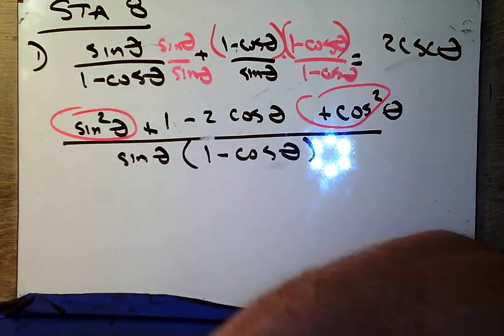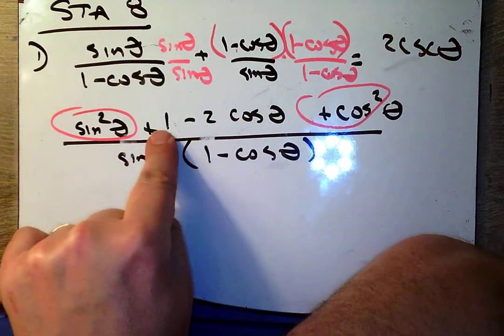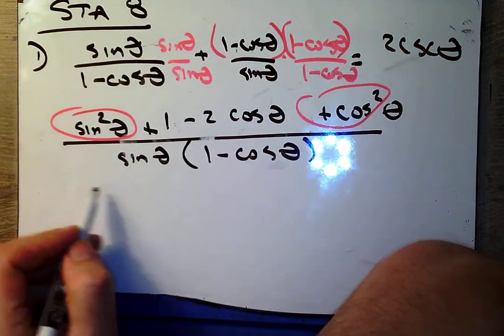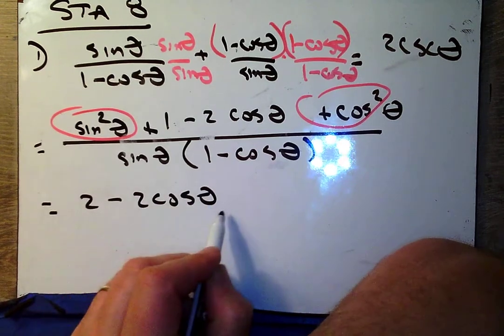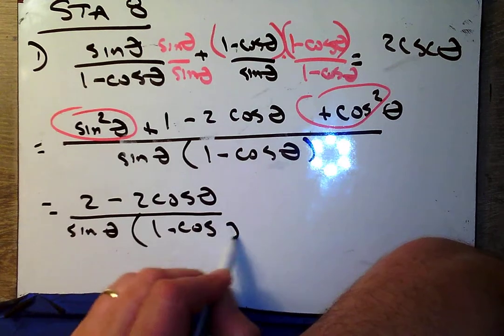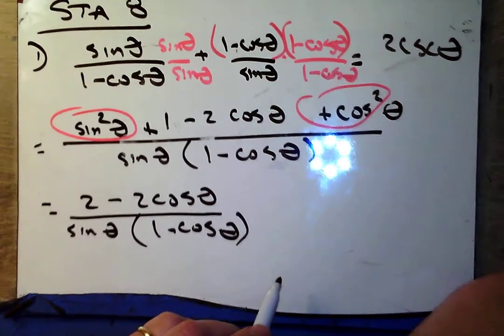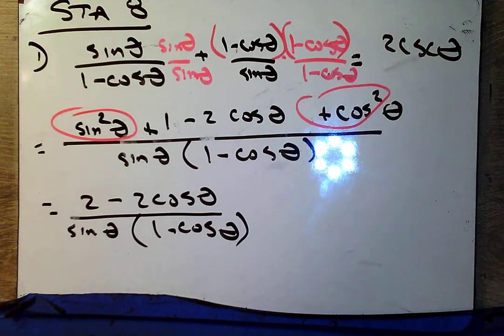What's sine squared plus cosine squared? 1. And 1 plus 1, well, that's going to give me up top 2 minus 2 cosine theta over sine theta times 1 minus cosine theta. Oh, great. Now what? Because that doesn't look like that yet. Is there anything else you can do?